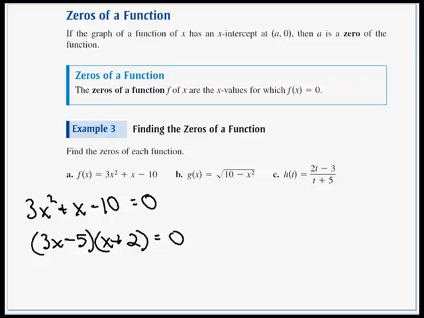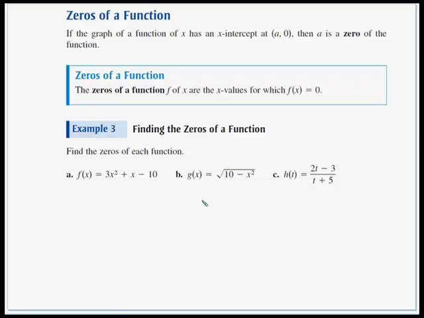And then we would set each of those factors separately equal to 0. When we set the first factor equal to 0, we would add 5 to each side and then divide by 3. 5 divided by 3. Here we would just subtract 2 from each side. X is negative 2. Again, those are the zeros, or where this graph would cross the x-axis. And it is a squared term. It's a parabola opening up. So it does make sense that we're going to have a couple of intercepts there.